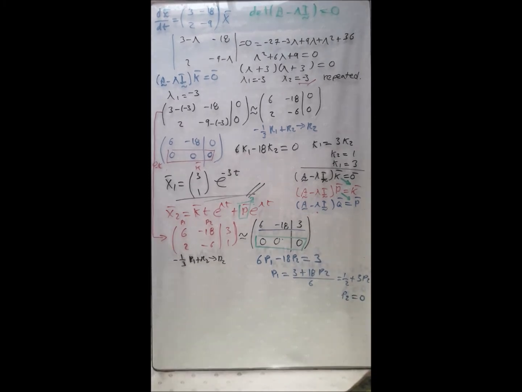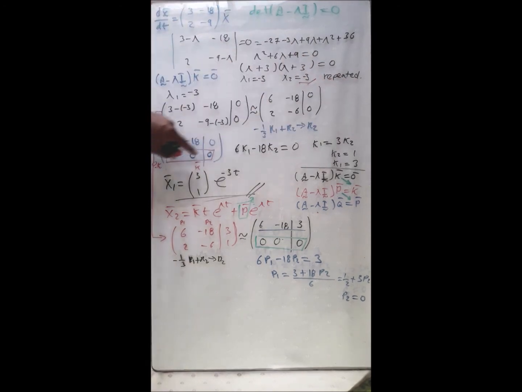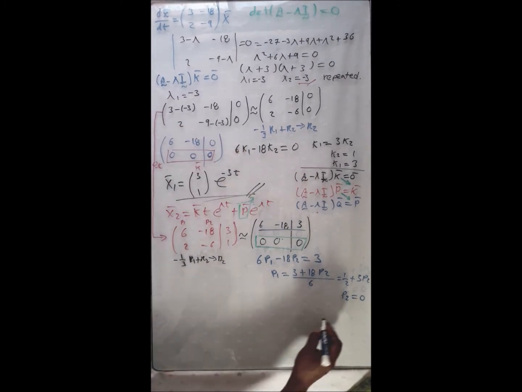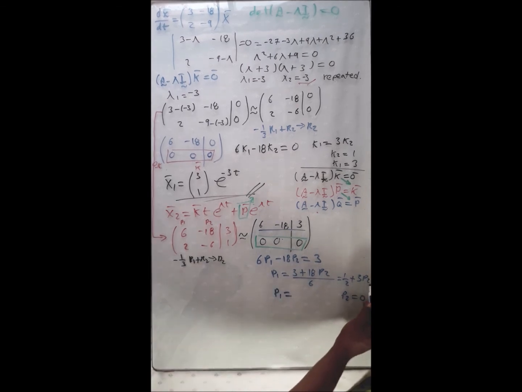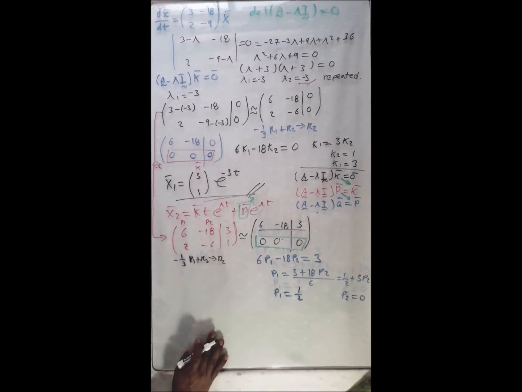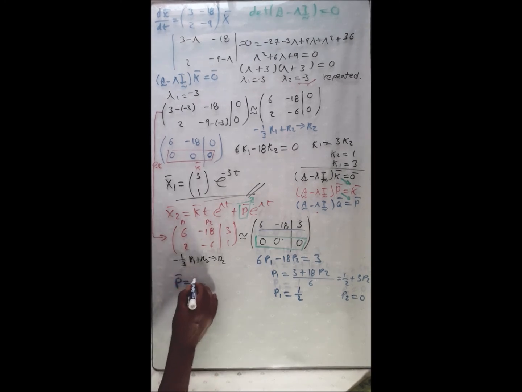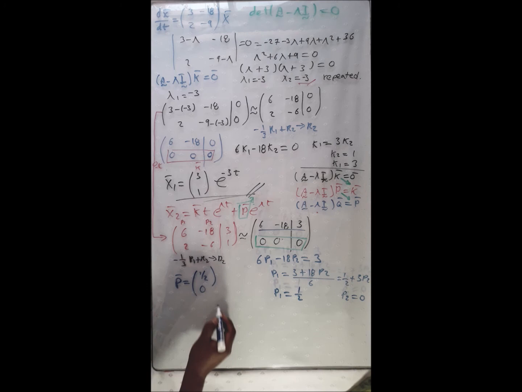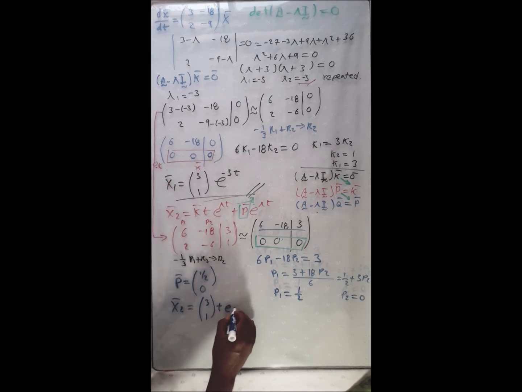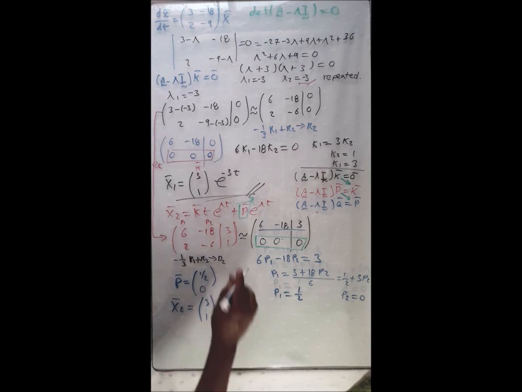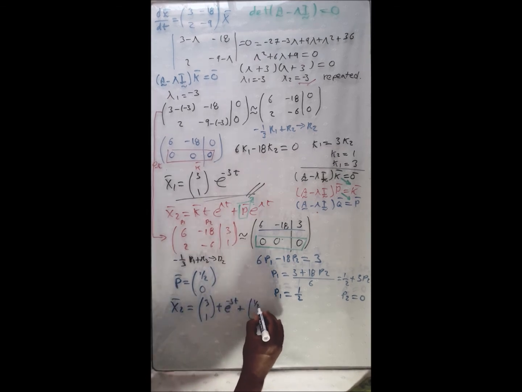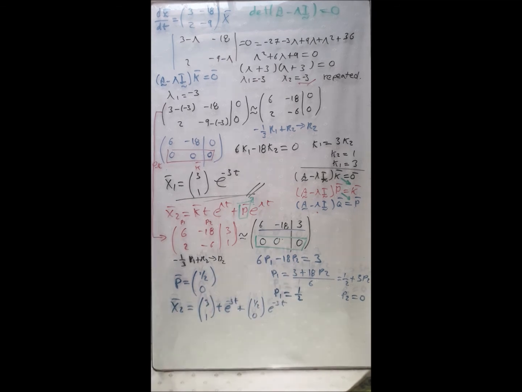Now, this is a difference between the p vector and the k vector. On the k vector, you cannot choose 0. But for the p vector and the q vector, you can choose 0. There is no problem there. So what is the value of P1? Because P2 is 0, P1 is 1/2. So the p vector is equal to 1/2 and 0. Your second solution is going to be the k vector, 3 and 1, t exponential of minus 3t, plus the p vector, which is the new one, 1/2, 0, exponential of minus 3t. And you found the second solution.